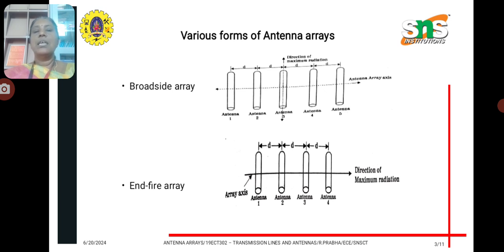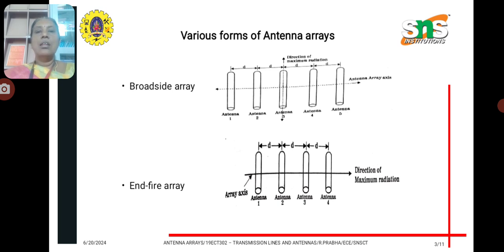So the first case we see is the broadside array, where the antennas are equally spaced along a straight line, so we can call it a linear array, and all the antenna elements in this broadside array are fed with current of equal amplitude and equal phase. Here for this broadside array, the maximum radiation is in the plane perpendicular to the array axis.